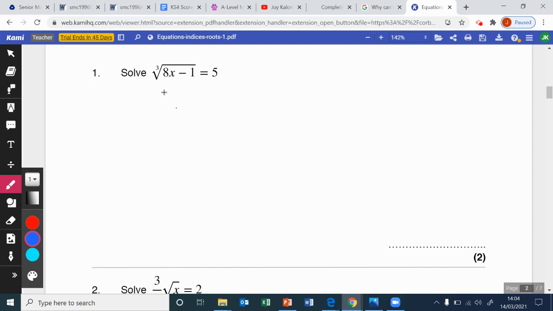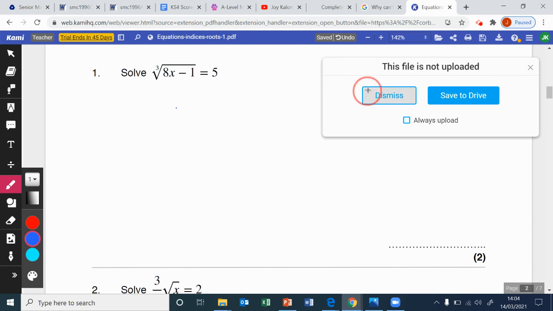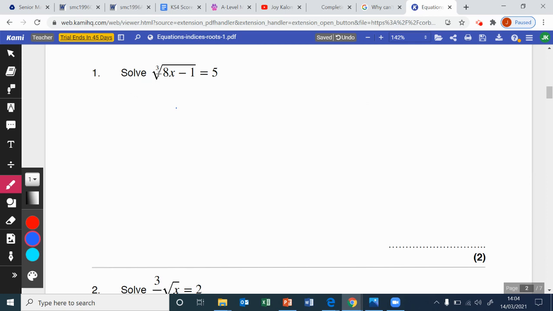It's all a game of opposites, guys. Opposite, opposite, opposite. So first thing we need to do is undo this cube root, which is by cubing both sides, leaving us with 8x minus 1 is equal to 5 cubed. And then tidying that up, we get 8x minus 1 is equal to, well, 5 cubed is 125.